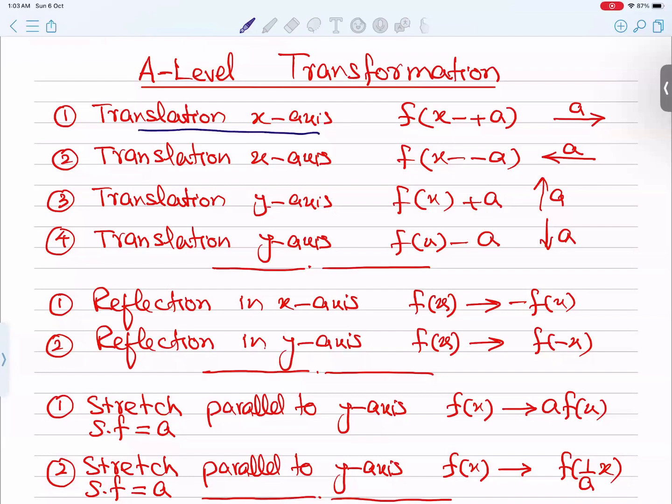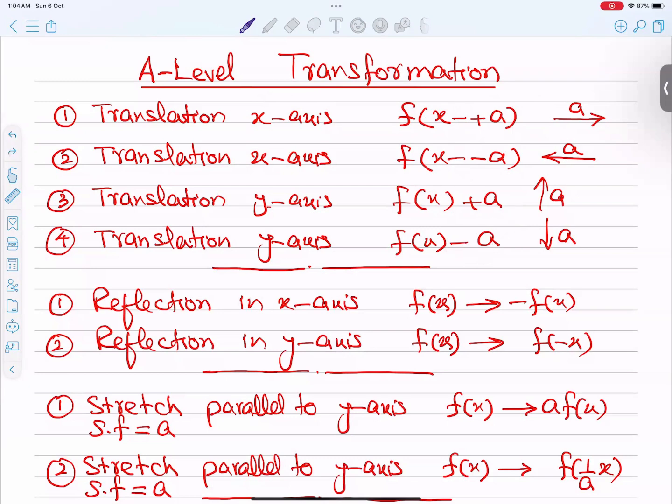If we have a translation parallel to the x-axis, we have this criteria. And this negative sign is fixed. These two negative signs are fixed. If this is a positive a, it will go right a units. If it's a negative a, it will move left a units. If it is inside the bracket, this is called translation in the x-axis. If it's outside the bracket, this is called a units upwards. This is called a units downward due to the negative sign.